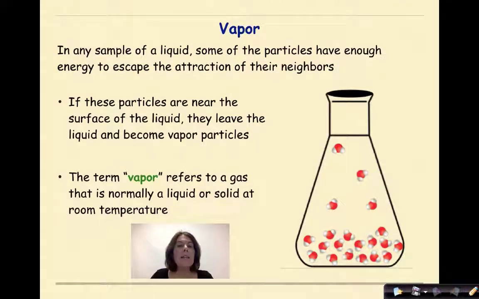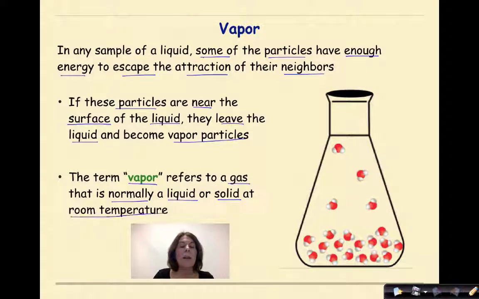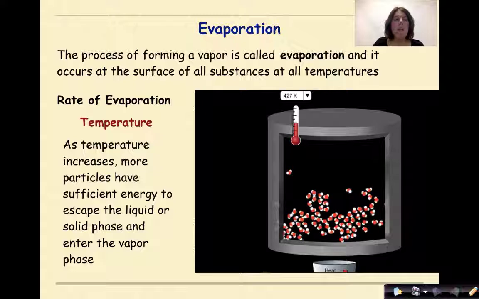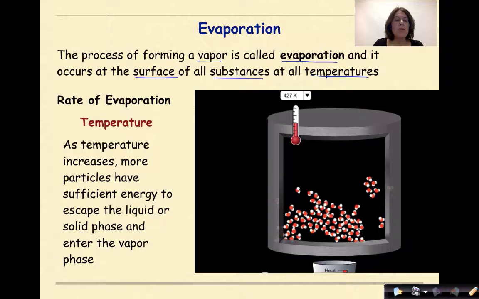Vapor. In any sample of a liquid, some of the particles have just enough energy to escape the attraction of their neighbors. If these particles are near the surface of the liquid, they leave the liquid and become vapor particles. The term vapor refers to a gas that is normally a liquid or a solid at room temperature. Evaporation. The process of forming a vapor is called evaporation, and it occurs at the surface of all substances at all temperatures.